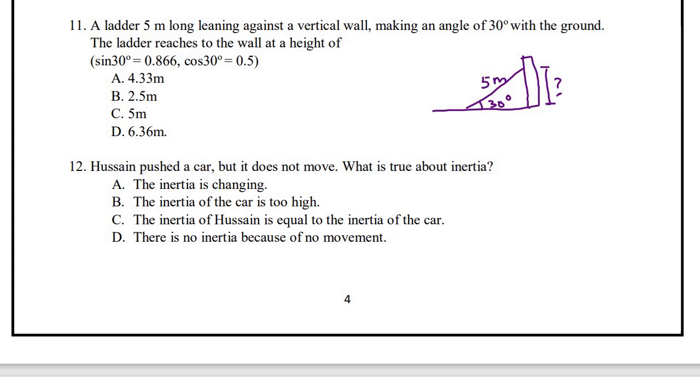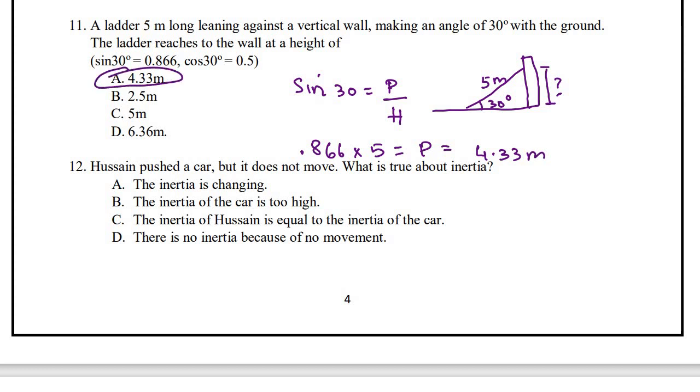So let's apply the sine ratio. Sine 30 is equal to perpendicular over hypotenuse. The sine 30 value is 0.866 multiplied by the hypotenuse, that is 5. So the perpendicular will be equal to 0.866 multiplied by 5. So the correct answer will become 4.33 meters. Option A will be the right answer.